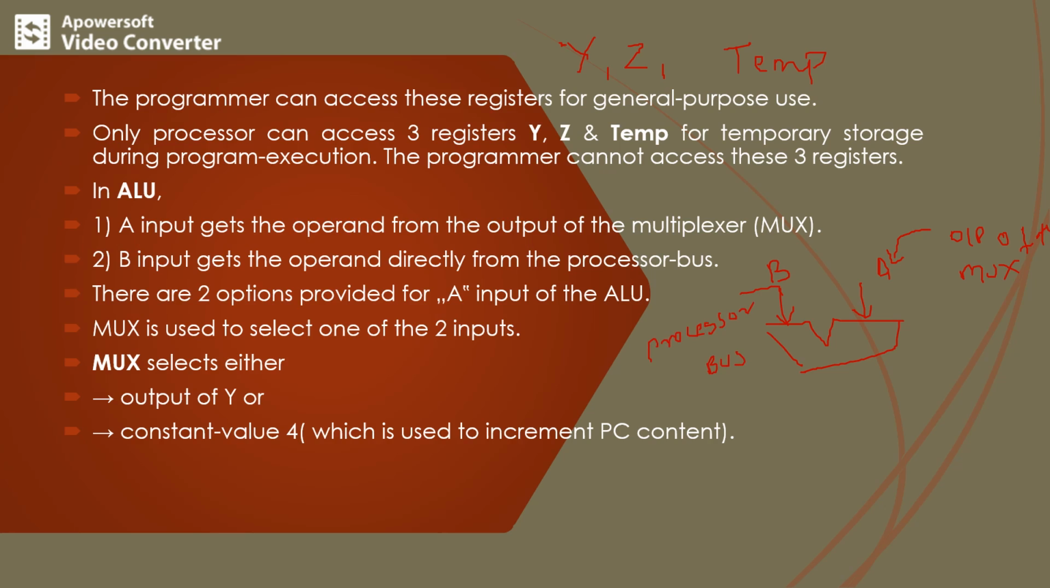There are two options provided for the A input of the ALU. The MUX is used to select one of the two inputs. The MUX selects either the output of Y or the constant value 4, which is used to increment the content of the PC.